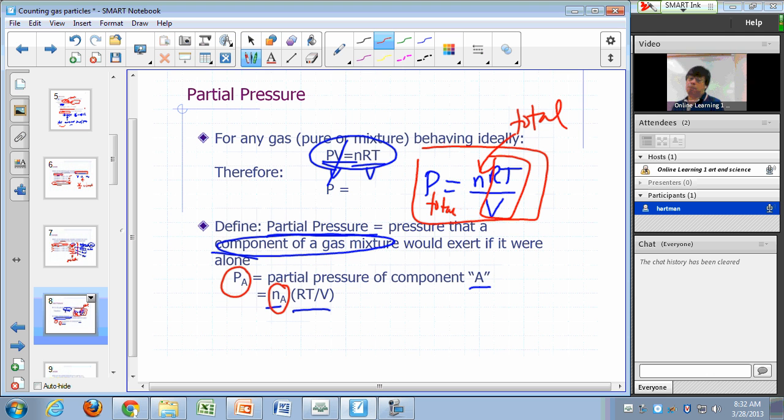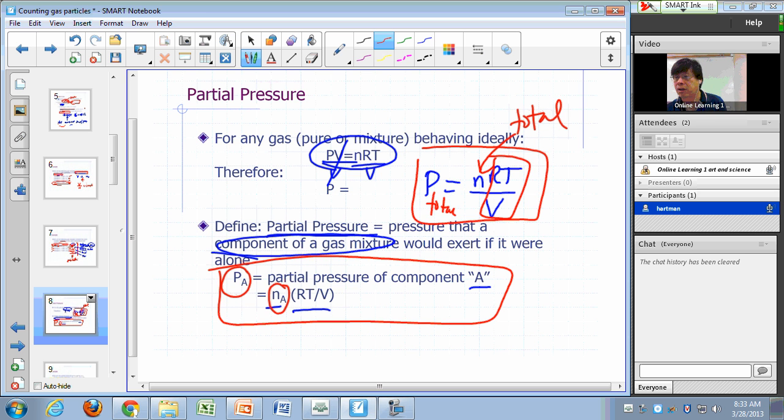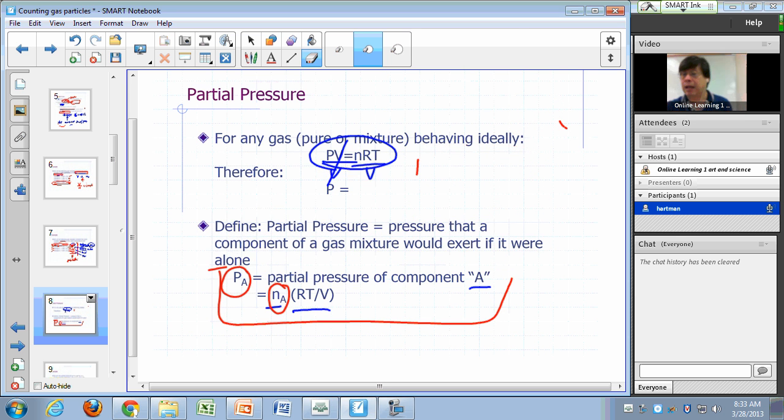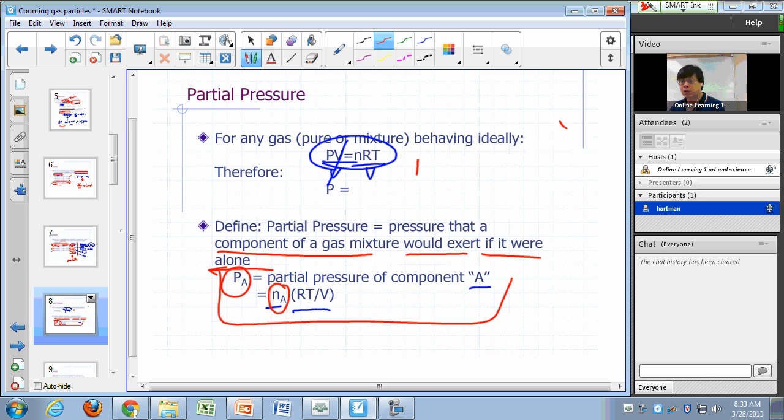So how would we define partial pressure based on this mathematical definition? In words, you would say partial pressure is the pressure that a component of a gas mixture would exert if it were alone. So if we were to remove all the other gas particles, then the pressure would be just moles of A, which is what you're interested in, times RT over V. So the partial pressure of a component of a mixture is simply the pressure that it would exert if it were alone in your container.